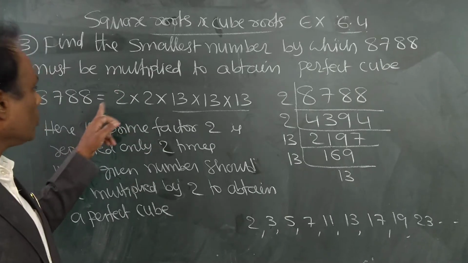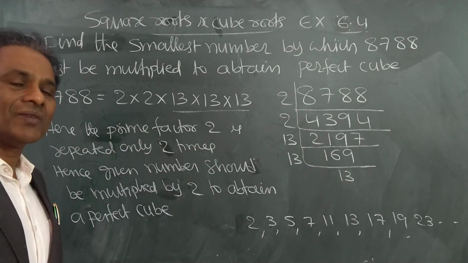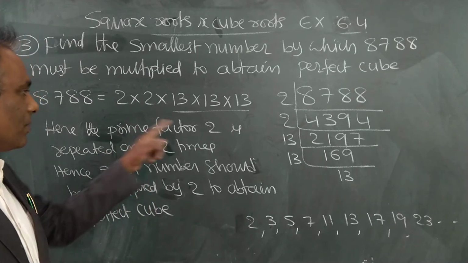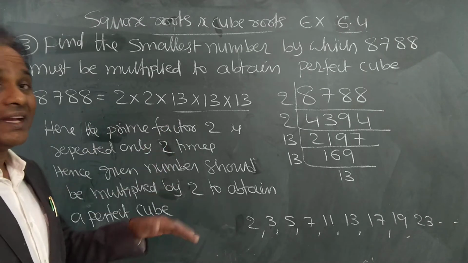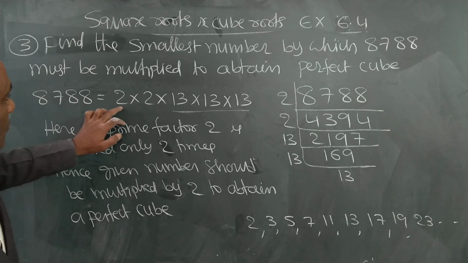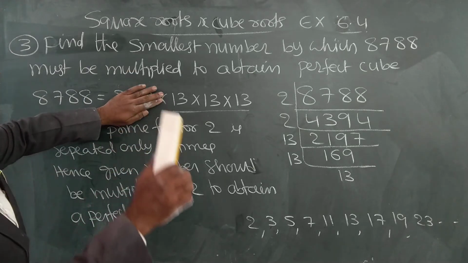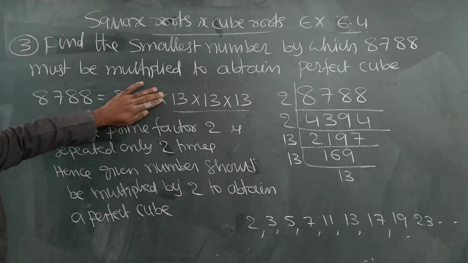So add one more 2, you require. Or suppose divide, it means multiplied by 2, so that 2, 2, 2. Divide means divide with 4, so that the 2s will get cancelled. It is a perfect cube. Then it becomes a perfect cube.